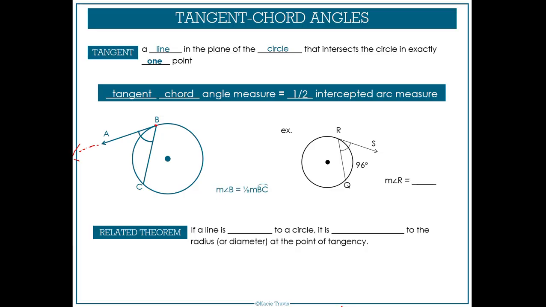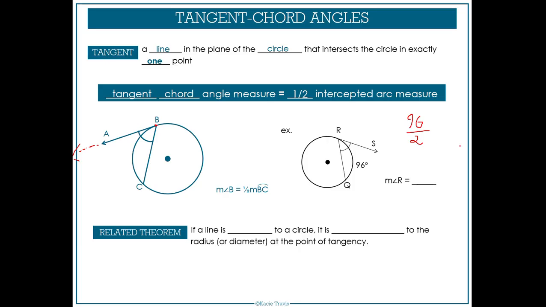Over here, angle B, this angle made from a tangent line and a chord inside of the circle, is half the size of arc BC. So in our example here, we got 96. This 96 degrees is the measure of this arc. I know because they're asking us to find angle R, not arc QR. So QR here is 96. So what we're going to do is take 96 and divide it by 2. 2 fits into 9 about 4 times, which means that we got 48.